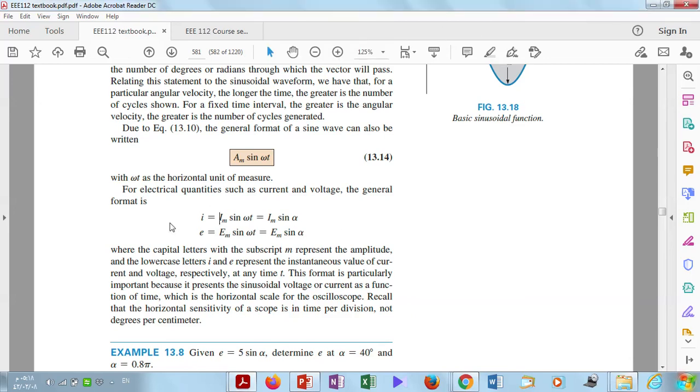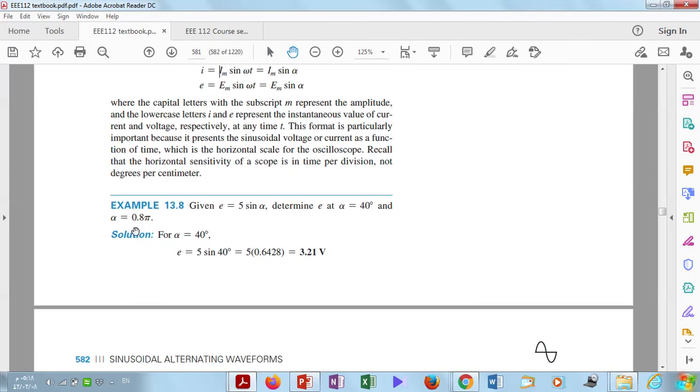Let us see some examples, substituting. 13.8: given e equal 5 sine alpha, determine e at alpha equal 40 degree and alpha equal 0.8 pi. This is in degree, this is in radian. You need to convert the radian to degree and then find the answer. 40 degrees is substituted directly. Sine 40 is 0.64 by calculator. Multiply by 5, you will get 3.21 volt.